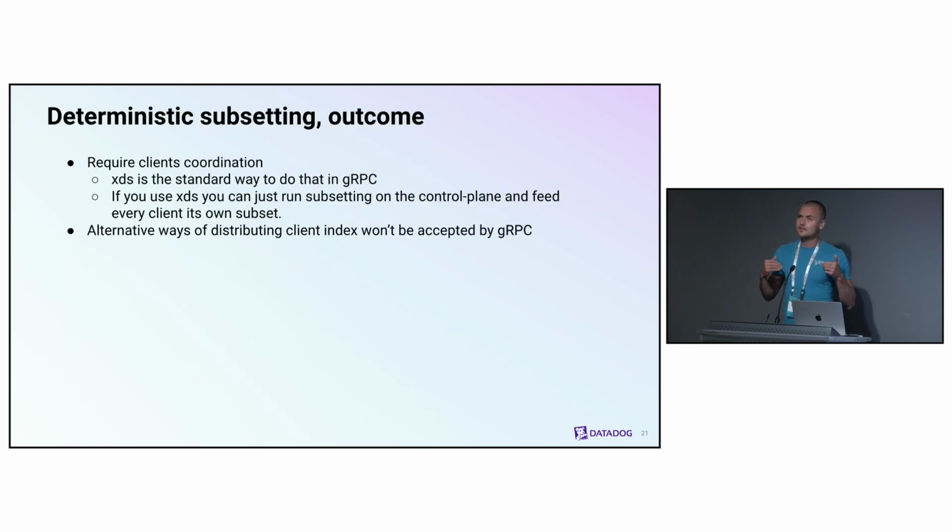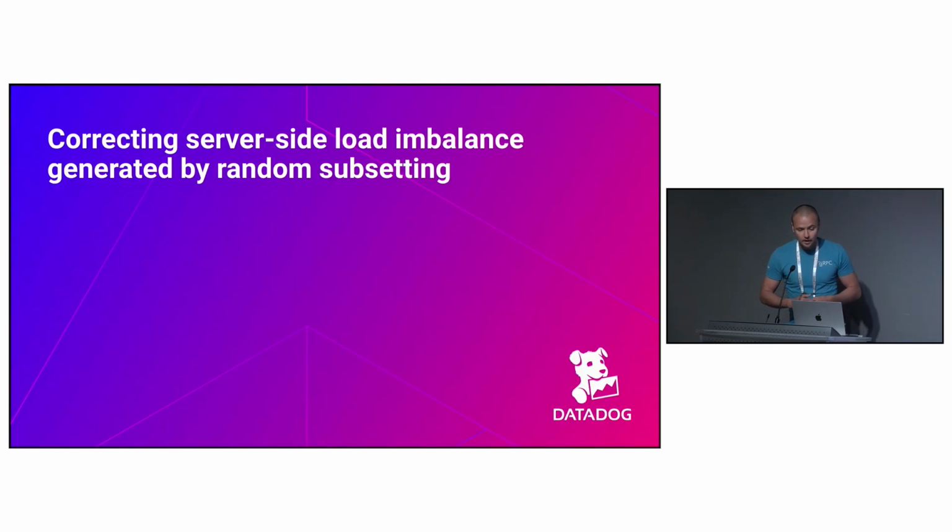But the reason I just mentioned this so briefly is because this idea didn't fly. So basically the response we got is that deterministic subsetting requires coordination. And there is a standard way to do coordination in gRPC, which is XDS. And if you use XDS, you can as well just calculate your subset on the control plane and then feed every client its own subset. So an alternative way of doing coordination between clients won't be accepted by the gRPC project. So we went ahead and explored different options.